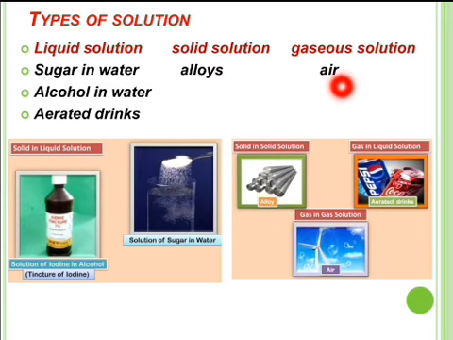Now see gaseous solution. Here air, which is gas, is the example. Air is the homogeneous mixture of several gases. So nitrogen, oxygen, carbon dioxide are the solvent and solutes, and these are mixed together to form air. So what are these? Both solute and solvent are in gaseous state. So example of gaseous solution is air.